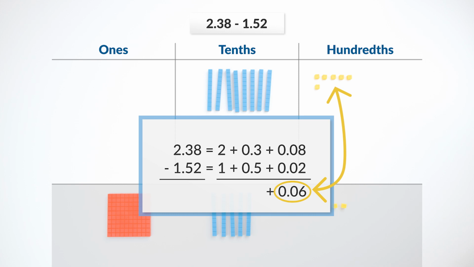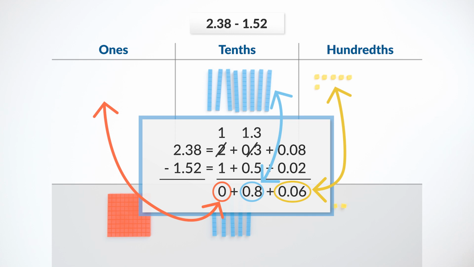Remember that we started with 2 ones. Then we traded 1 for 10/10. So then we had 1 whole left, as well as 13/10, which I'll write as 1 and 3/10. Then we were able to subtract 5/10 from 13/10, and we ended up with 8/10. And here are the 8/10. Finally, we subtracted 1 from 1 and got 0. There are no ones. So our difference is 0 and 8/10 and 6/100, or I can read this number as 86/100.